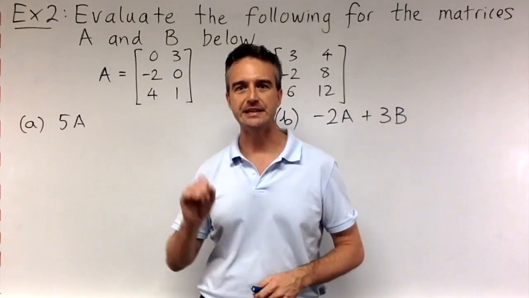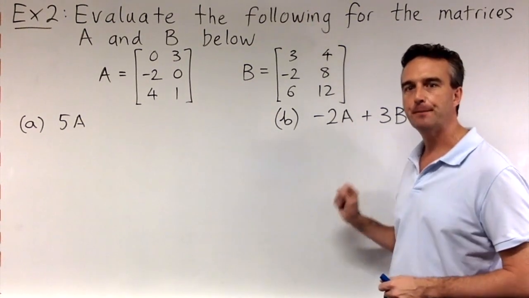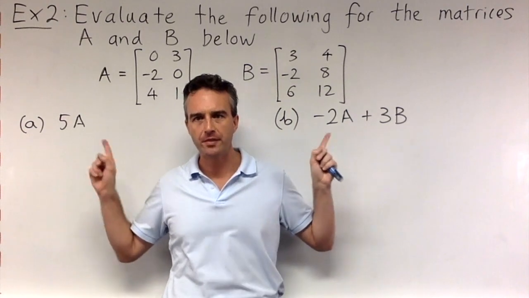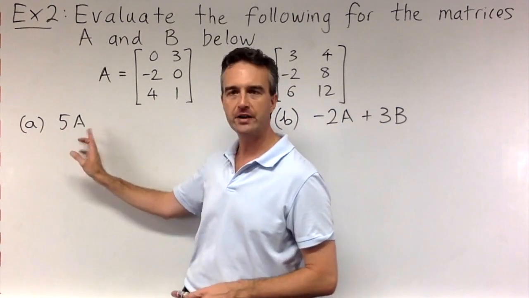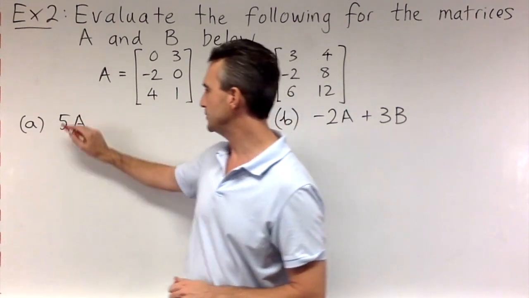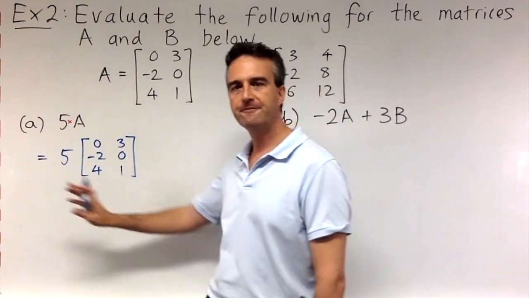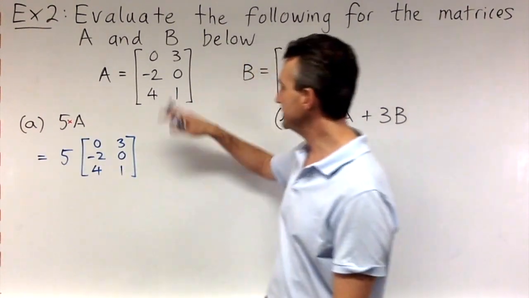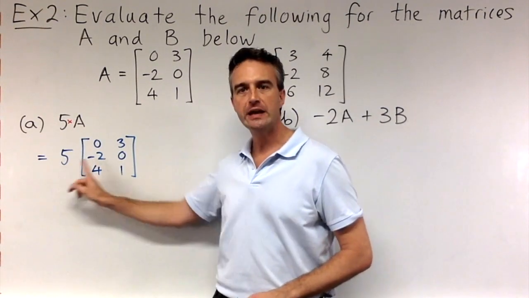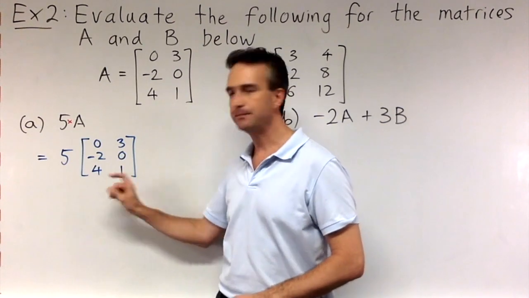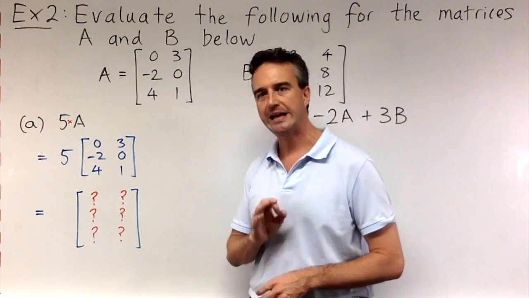Let's take a look at our second example. Here we're given two 3x2 matrices A and B, and we're asked to perform these two operations here. For this first one, we are asked to evaluate 5A, which means 5 times the matrix A. Let's just write that out. What this means is we're going to multiply 5 into every entry or element in matrix A, which is simply going to give us another 3x2 matrix as our answer.